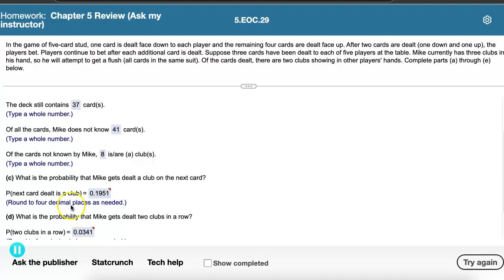So to determine the probability that Mike is going to be dealt a club on the next card, we need to know two things: how many of the cards remain, and not only just the cards in the deck, but including the cards that are face down. And that is this value here. 41 cards remain unknown to Mike. And of those, how many of them could be a club? So of those unknown cards, there are 8 clubs somewhere, either already face down or in the deck.